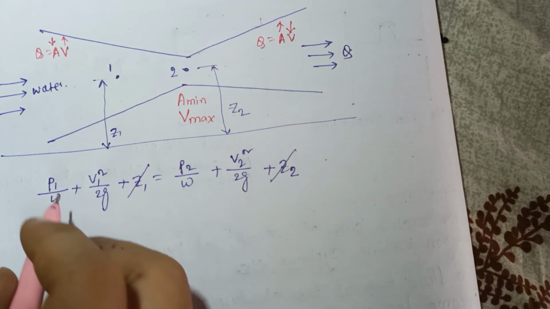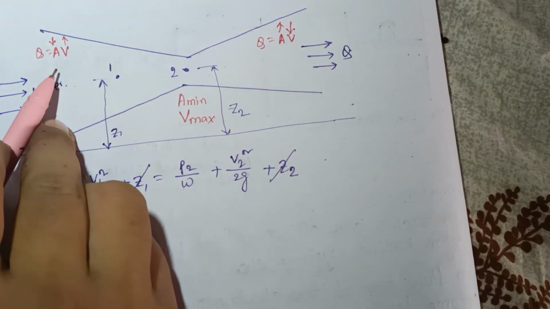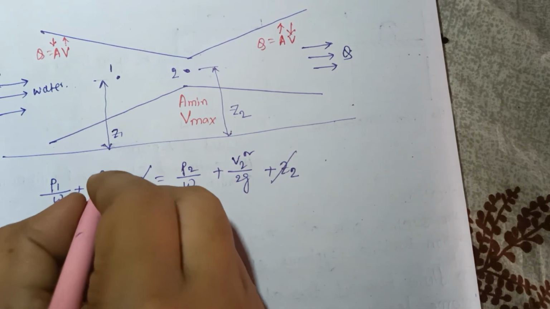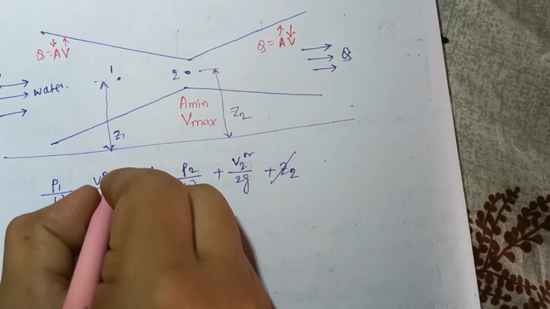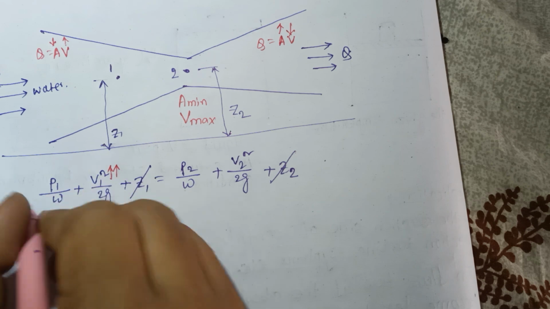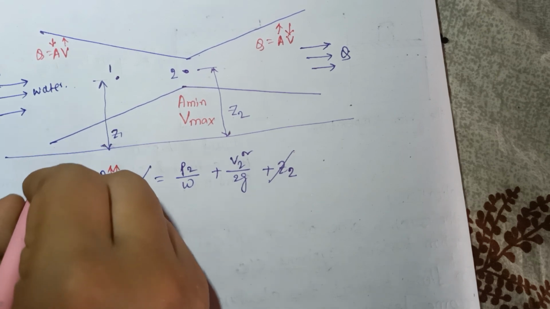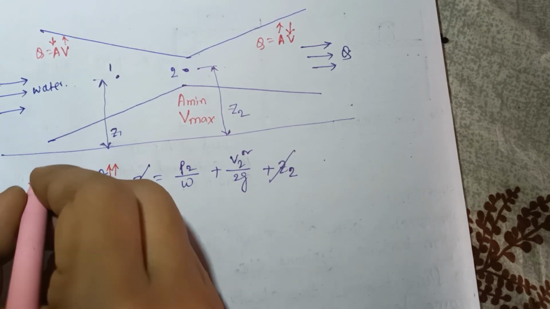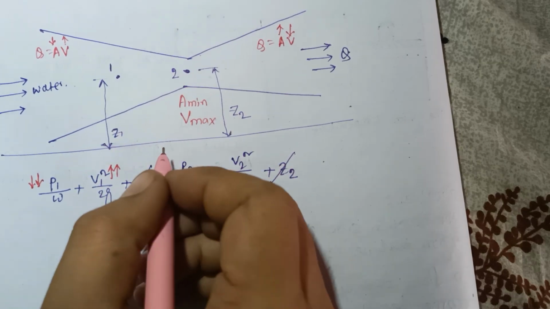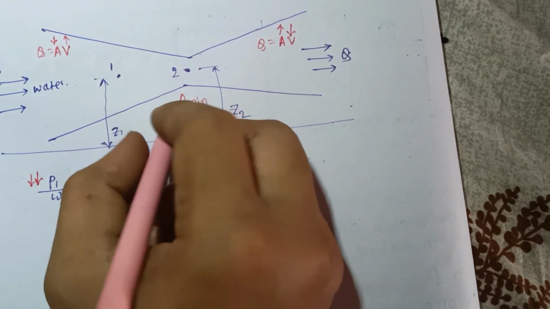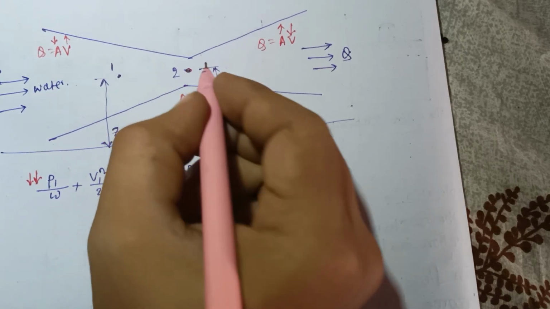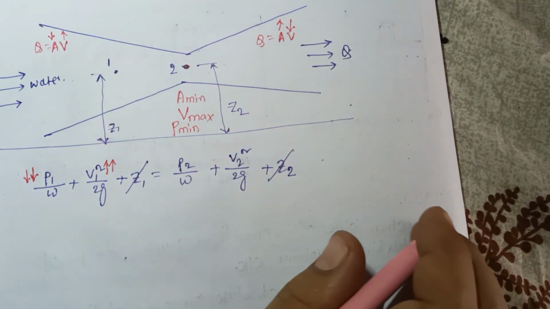So we see that here the velocity increases. Velocity increases means what happens? If the velocity increases, the pressure must decrease. Due to that, at this point the pressure will be minimum, because the velocity is maximum. That's why this point's pressure will be minimum.